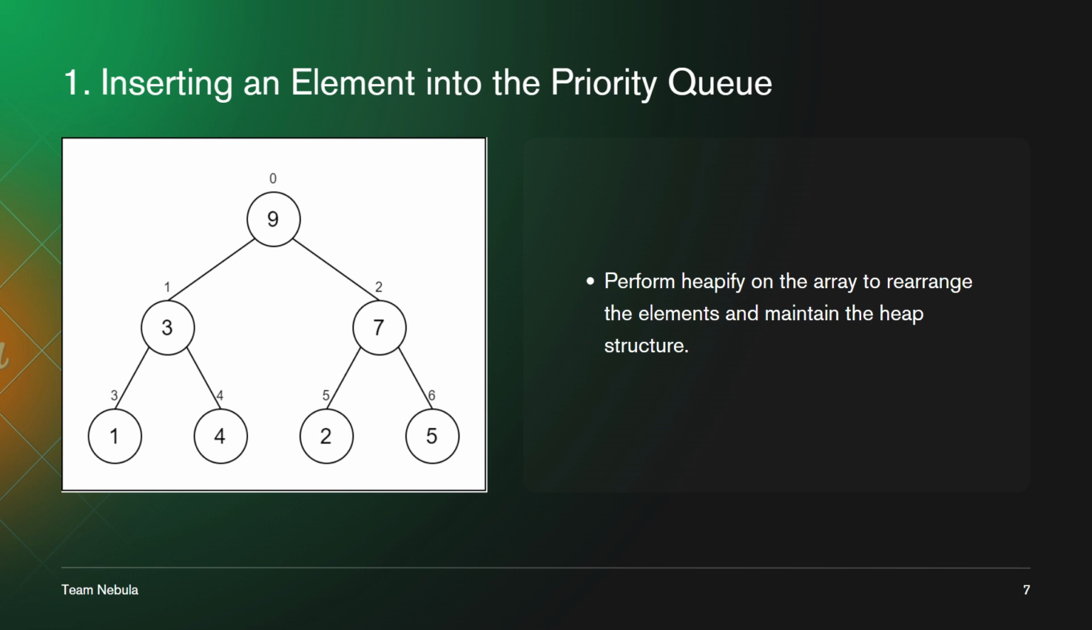Remember, for a min heap, we adjust the algorithm slightly so that the parent node is always smaller than the new node. This ensures the proper order in the heap.